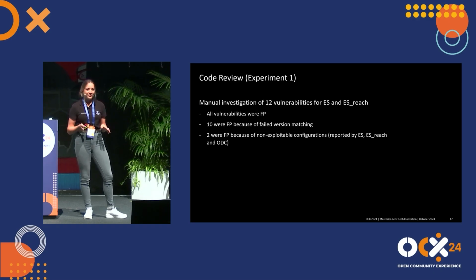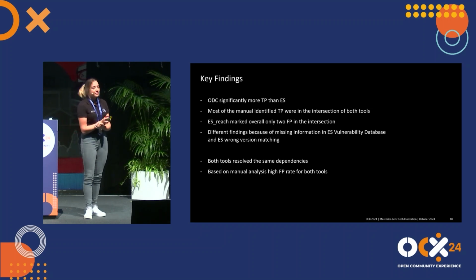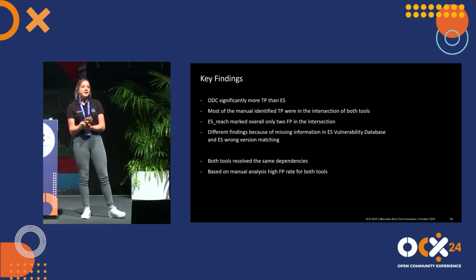So this was a lot of information. Now I'm moving on to the key findings. So what are now the key findings? First of all, we noticed that OWASP Dependency-Check can deliver way more true positives than Eclipse Steady does, and this is because of the database. Then we found that most of the manually identified vulnerabilities, or the true positives, were actually in the section of both tools, meaning they were detected by both tools.